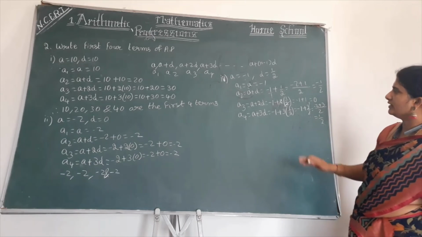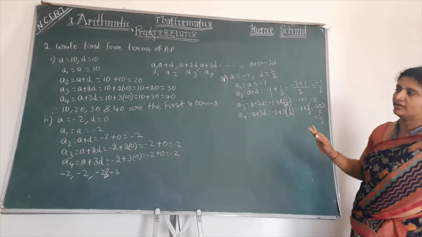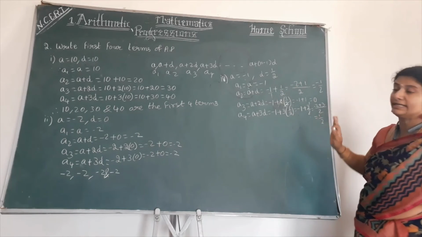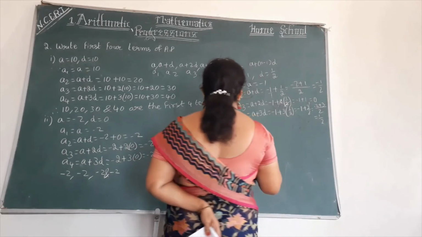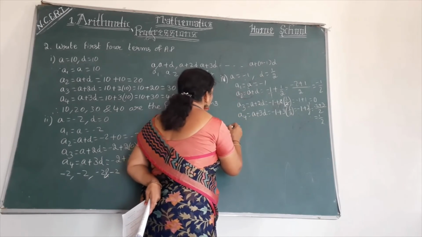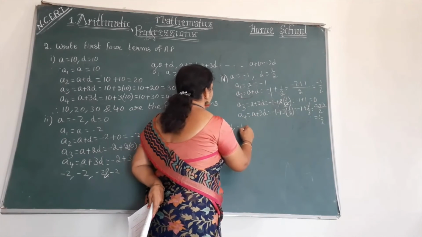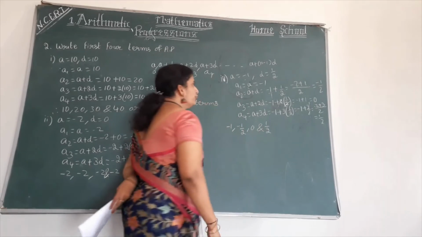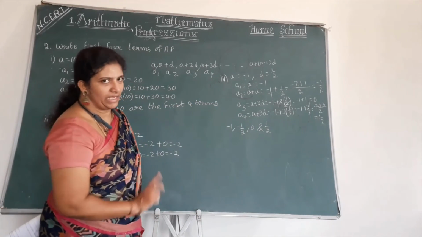So don't bother about the difference. Already given A and D. You are finding only term values. So what are your 4 terms here? First term -1, second term -1 by 2, third term 0 and 1 by 2 are the 4 terms of the given AP.